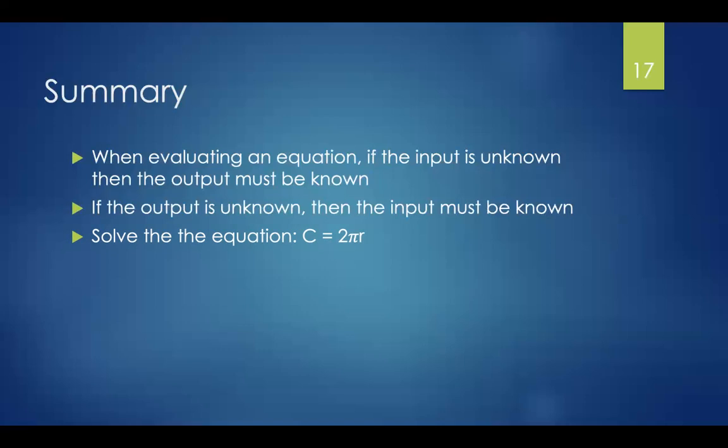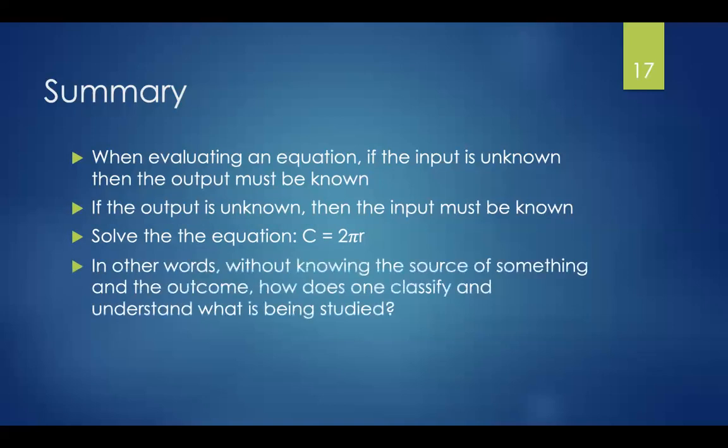So if I said solve this equation, you can't solve it as it is, because you have two unknowns. You have no input, no output. So how can you calculate change? This is an incomplete cycle of action that can't be solved. In other words, without knowing the source of something and the outcome, how does one classify and understand what is being studied? You can't do it. That's a whole mystery God concept.